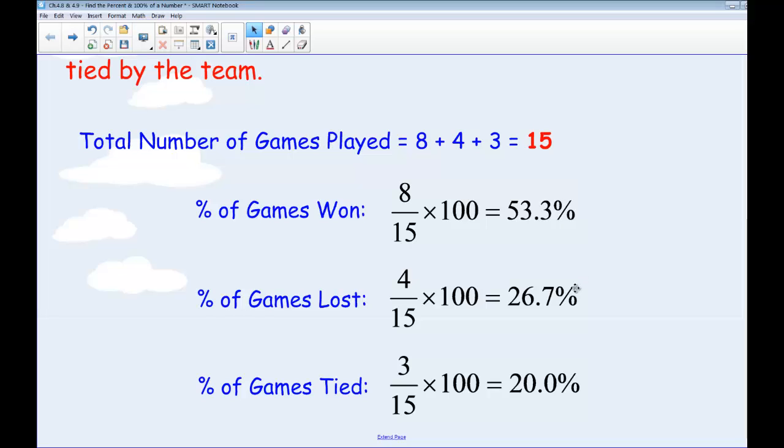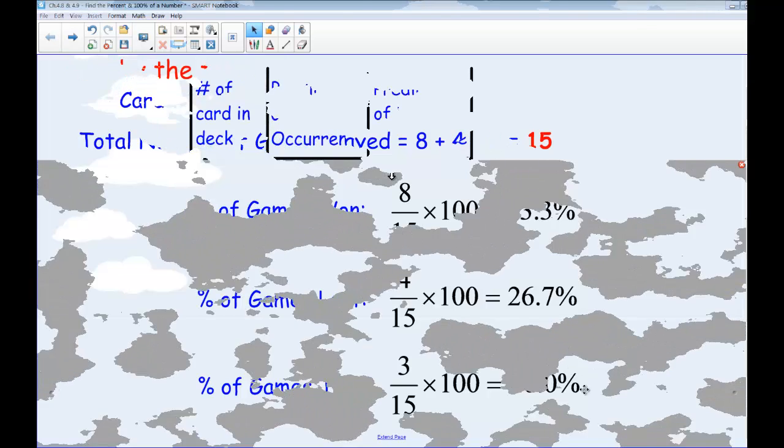Now if you were to add up these percentages, what should it equal? It should equal exactly 100%, and that would represent 100% of the games that were played, which would be 15 out of 15 games.